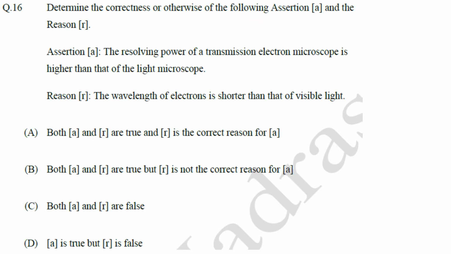Determine the correctness or otherwise of the following assertion and reason. Assertion: The resolving power of a transmission electron microscope is higher than that of light microscope. Of course. Reason: The wavelength of electron is shorter than visible light. That is the reason why the resolving power of transmission electron microscope is higher than the light microscope. So both A and R are true, and R is the correct reason of A.